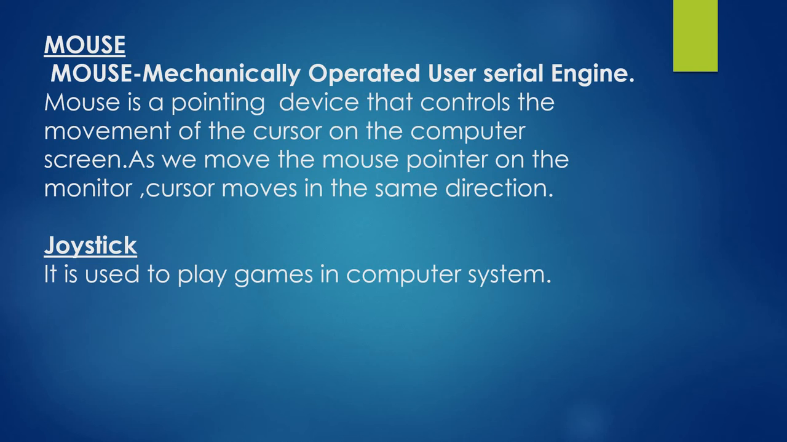Next, input device is mouse. Full form of mouse is mechanically operated user serial engine. Then what is a mouse? Mouse is a pointing device that controls the movement of the cursor on the computer. If you move that mouse in one direction, the cursor also moves in the same direction. Then there are different types of mouse also, like scroller mouse, normal mouse and all. Then joystick, it is used to play games in a computer system.